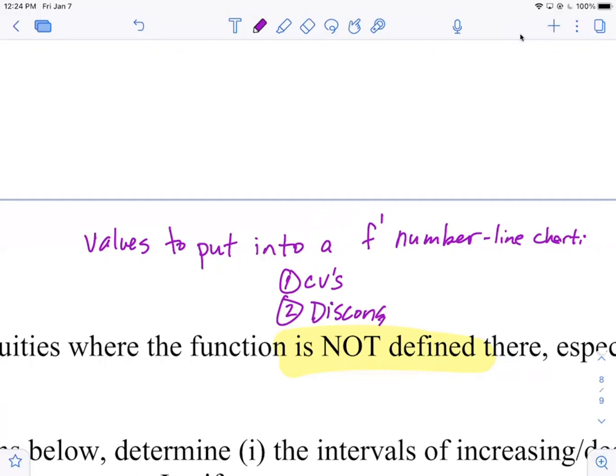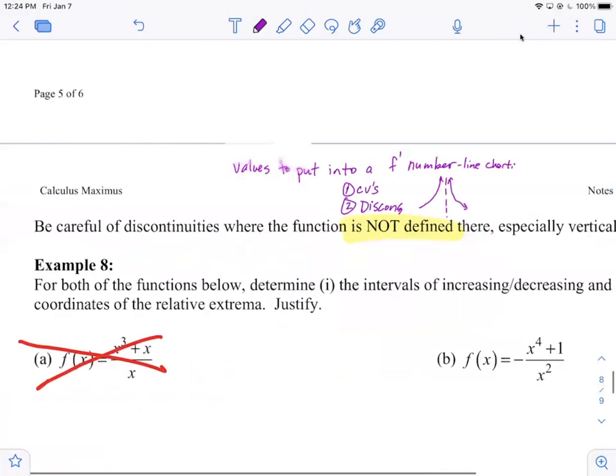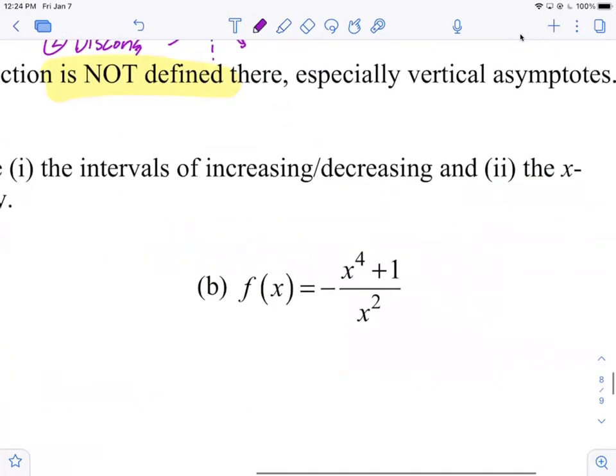Right, because you can have, as you'll see, a vertical asymptote. And remember, a function can be increasing on one side and decreasing on the other. But you wouldn't call that the location of a local maximum, even though the derivative changes from positive to negative. Okay. And so of the example 8, the last one, I'm going to work example B.